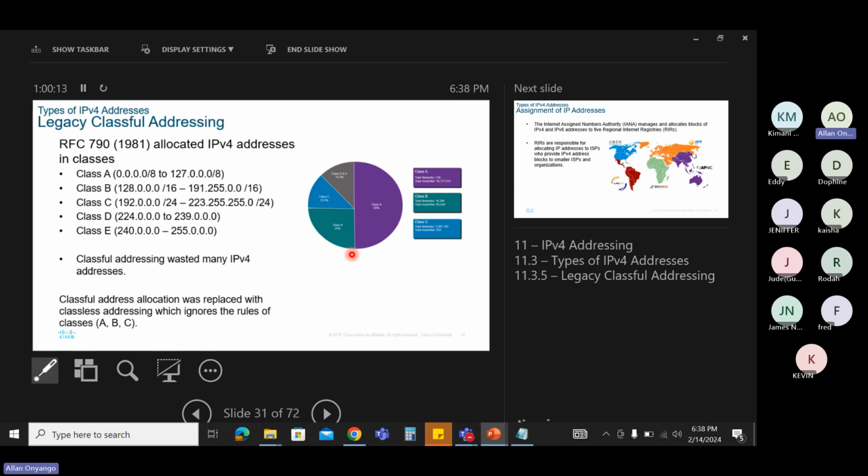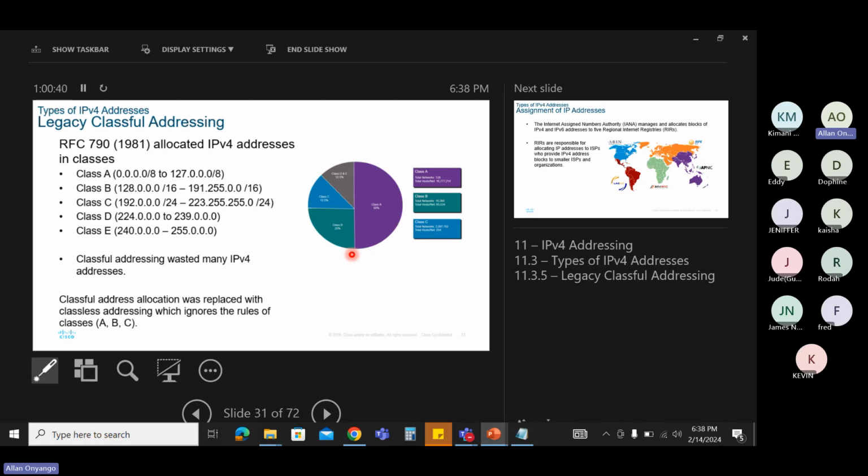Because they are going to tell us that this company has bought a network address from the ISP, and they have been given a class C subnet mask, subnet it. So you must remember what the class A subnet mask is, what the class B subnet mask is, what class C is. Class D and E were reserved.